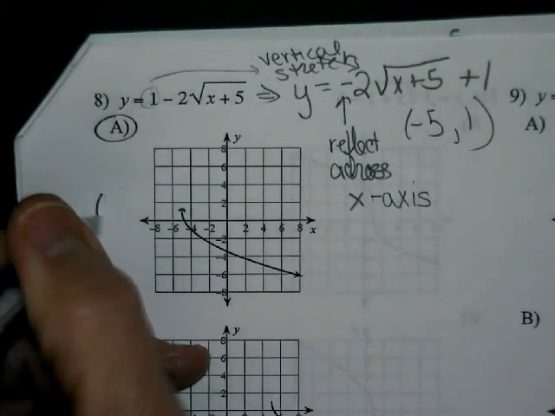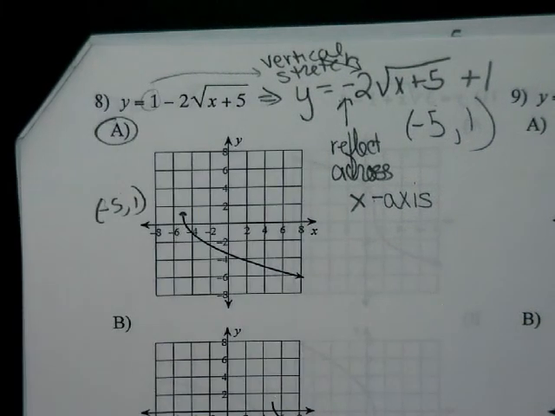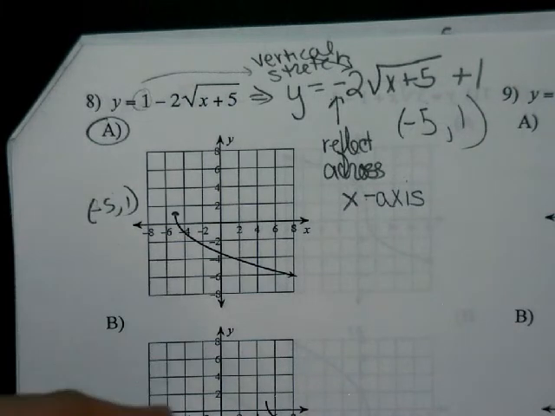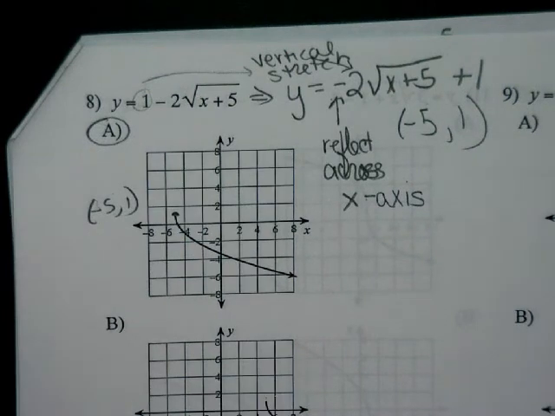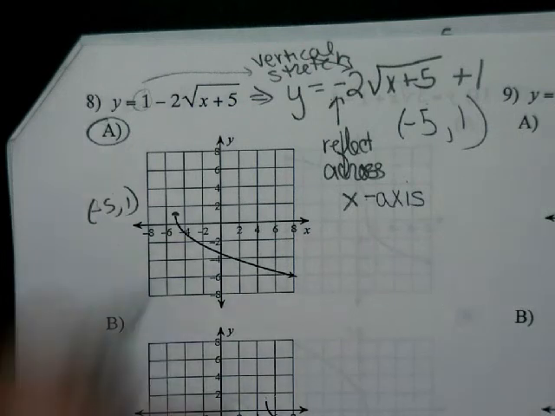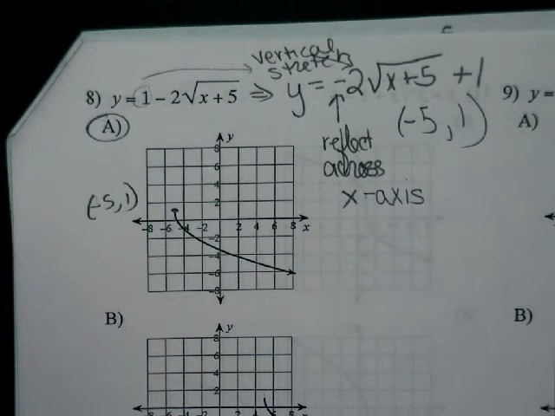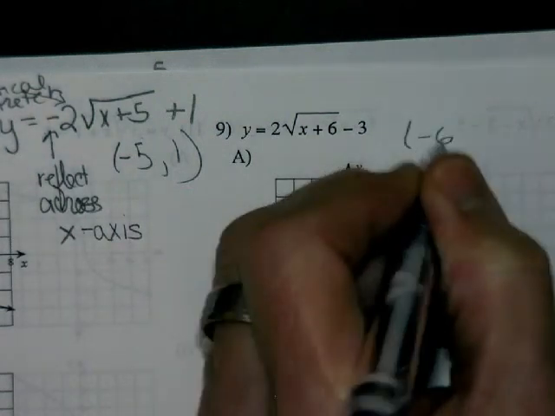It looks like A is it. -5, 1. Yep, A is the one. So this one has the -5, 1, and it swoops down. The other choices kind of mess with you. B's got negative or positive 5, 1. C has got positive 5, negative 1. D has negative 1, negative 5. All the crazy messes. And I can count. It goes 1, 2, 1 over. See, it's on the graph. And the next one.